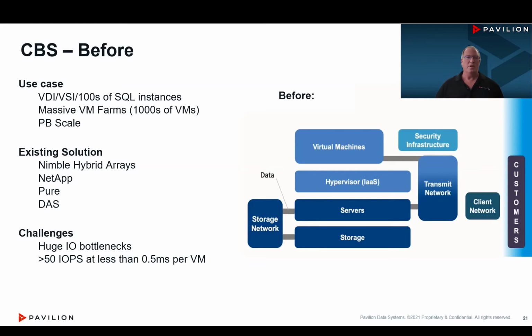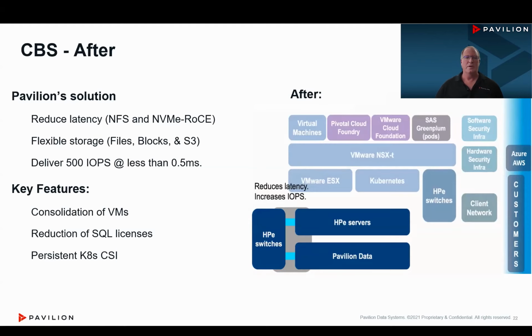So Pavilion came in this kind of after picture, reduced latency using both NFS and NVMe over Rocky. We gave them flexibility with not only file storage, think NAS, block storage, and object storage. We were able to give them 500 IOPS at less than half a millisecond, did a massive consolidation of VMs, reduced the number of licenses that they needed, and moved them into persistent K8s using our container storage interface.